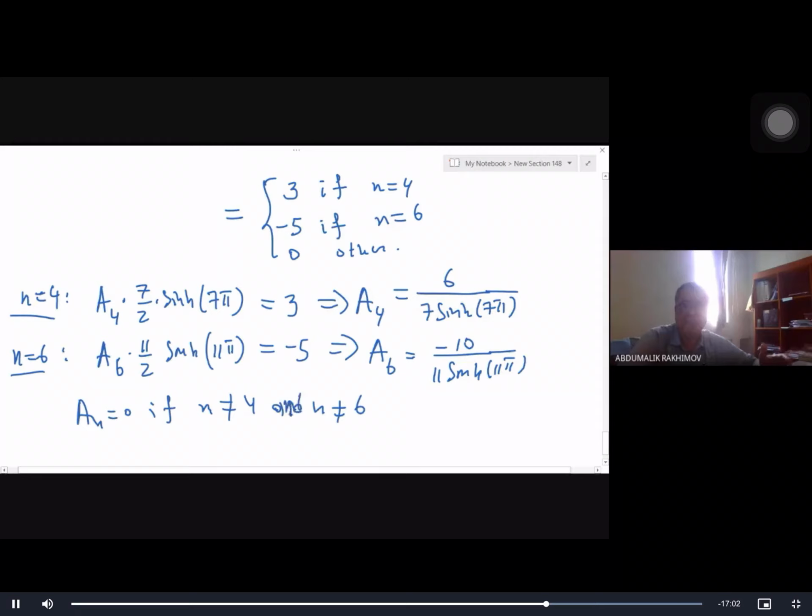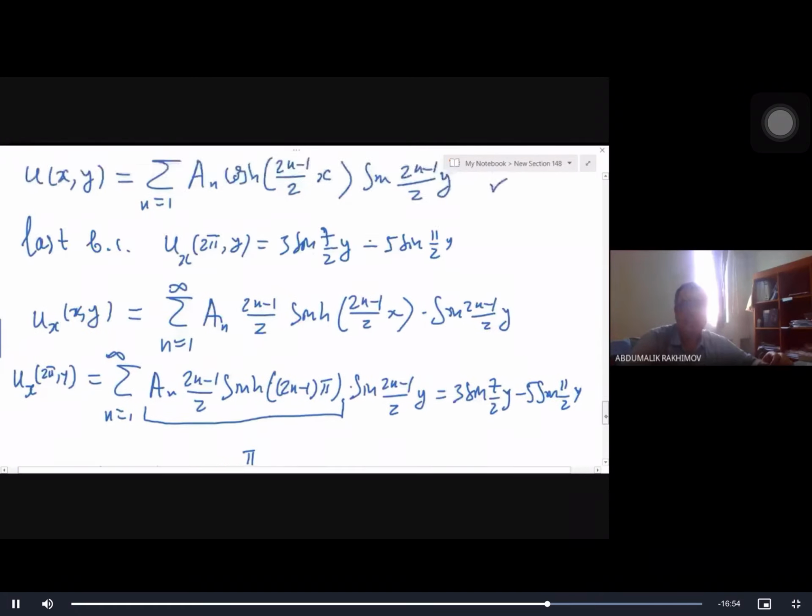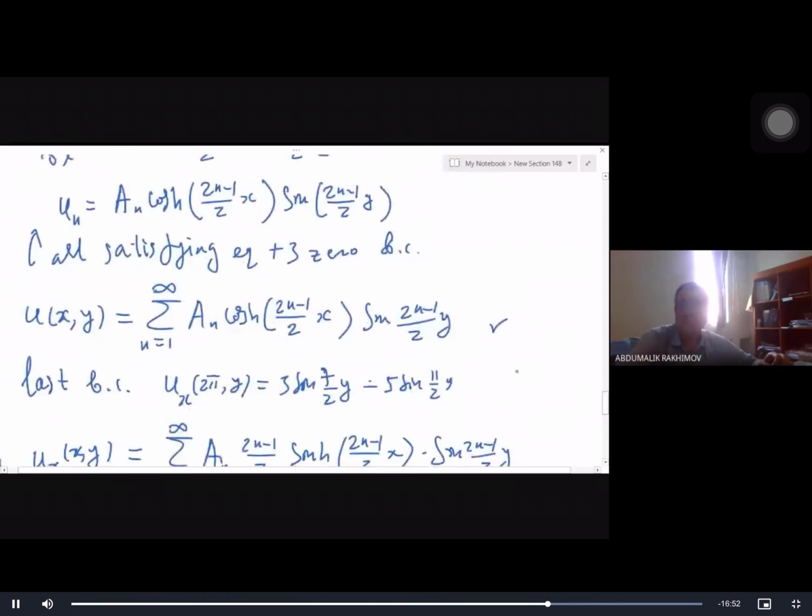If I say "or," it will be wrong, right? If n is not 4 and not 6, then it is 0. So what will happen with my solution? This is my solution, right? From the infinite sum, I remain with only 2 terms, n equal 4 and n equal 6. So I have a cosine and this sine, right? Cosine and sine.